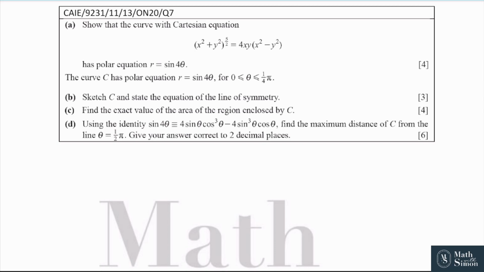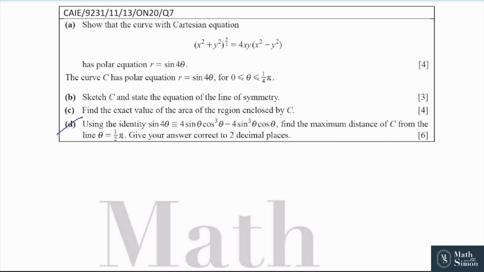Let's look at this first question here. It's coming from winter 20, paper 1113, question 7. The parts without calculus, I will just skip. We will focus on the calculus part. So we look at part D for this question. Using this identity given here, sine 4 theta is given as that. And we want to find the maximum distance of C from the line theta equals half pi. Give your answer correct to 2 decimal places.